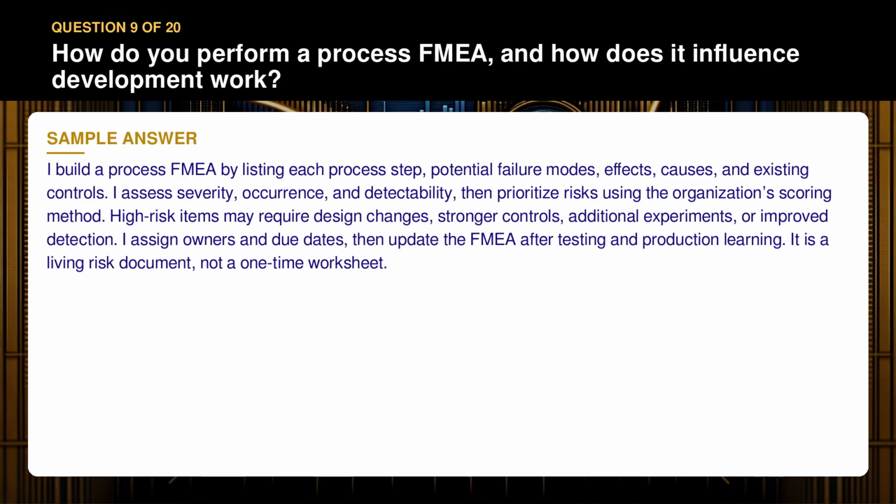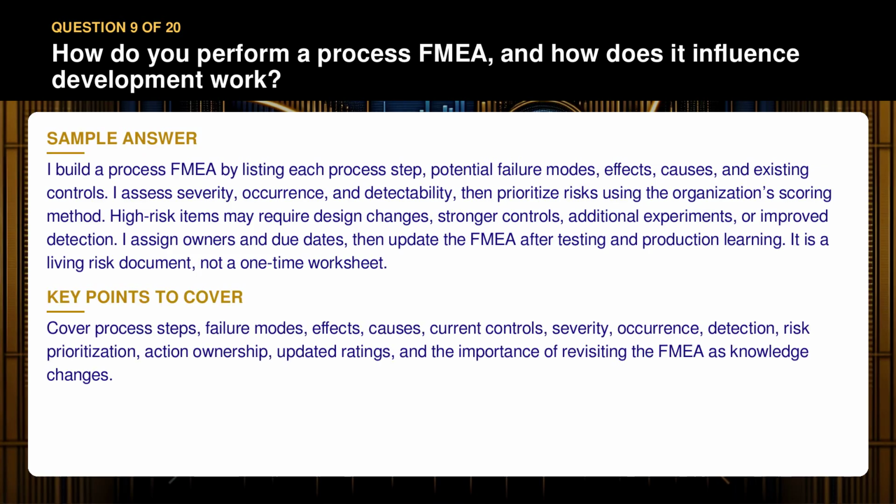High-risk items may require design changes, stronger controls, additional experiments, or improved detection. I assign owners and due dates, then update the FMEA after testing and production learning. It is a living risk document, not a one-time worksheet. Cover process steps, failure modes, effects, causes, current controls, severity, occurrence, detection, risk prioritization, action ownership, updated ratings, and the importance of revisiting the FMEA as knowledge changes.